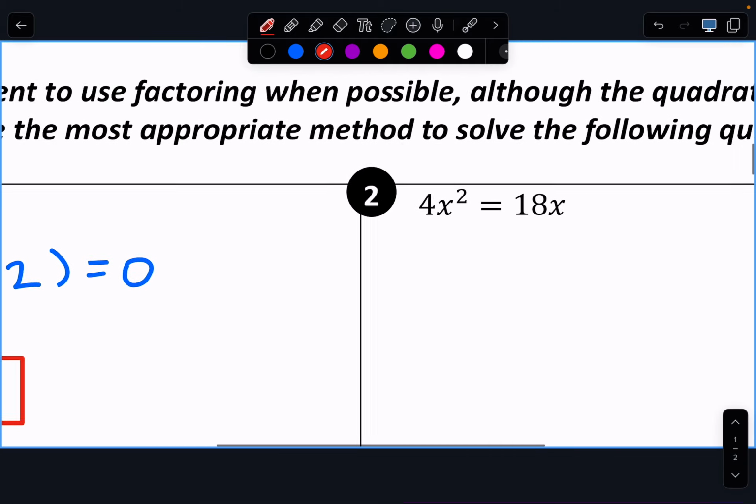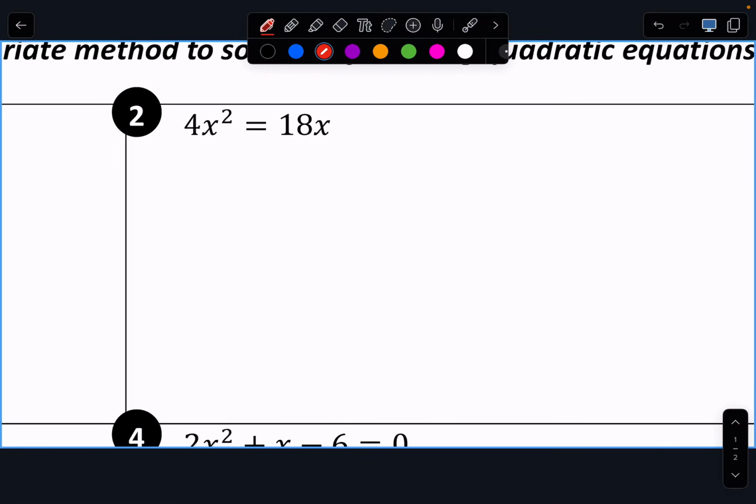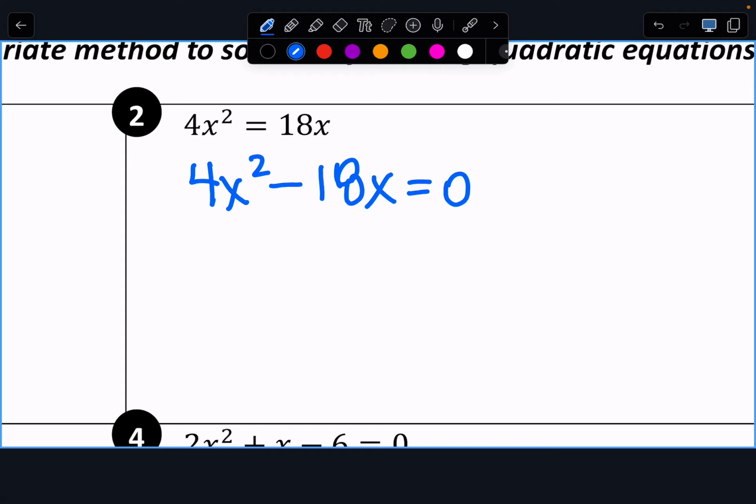Now, how about in number 2? First of all, what is wrong with this quadratic? Okay, we need this to be set equal to 0. So let's go ahead and set equal to 0. No matter what strategy you're going to use, as of right now, we need them to be equal to 0. Okay.